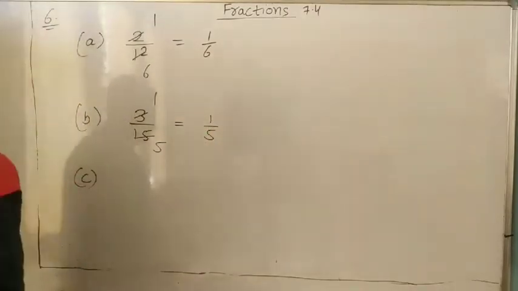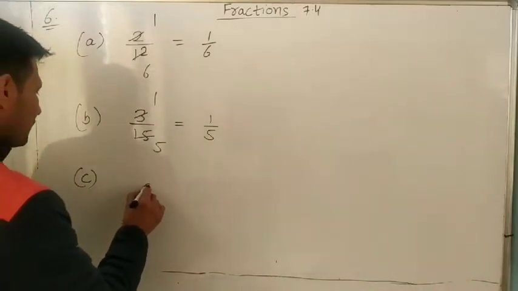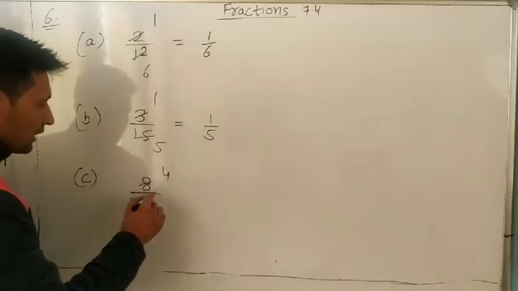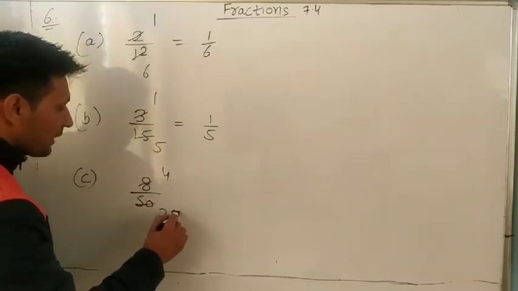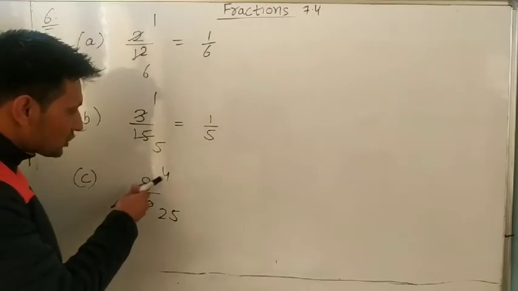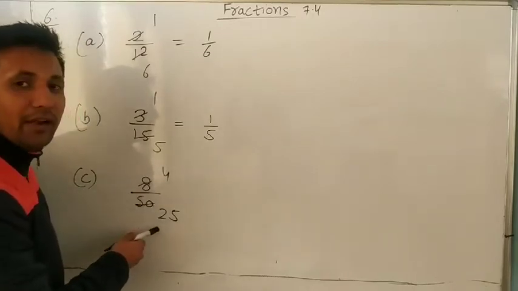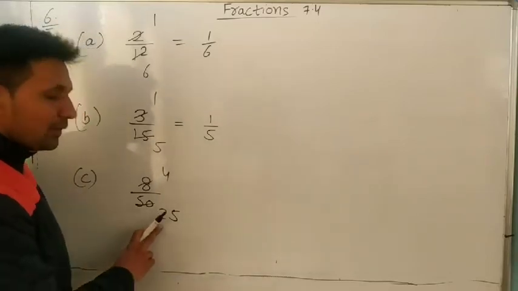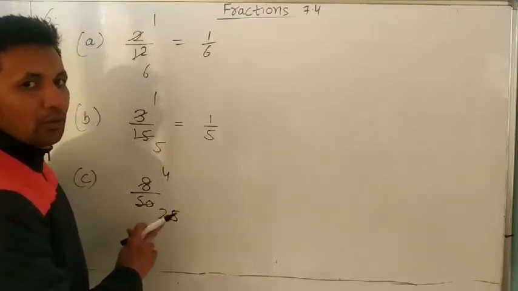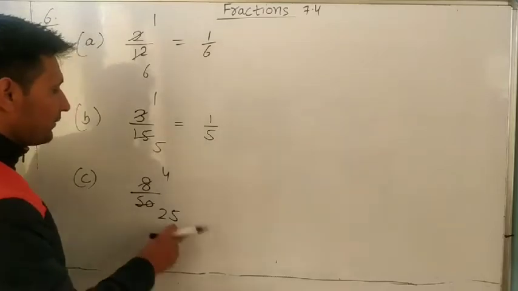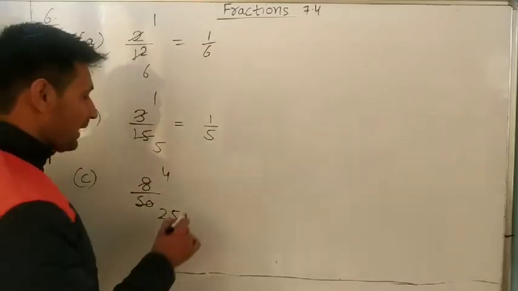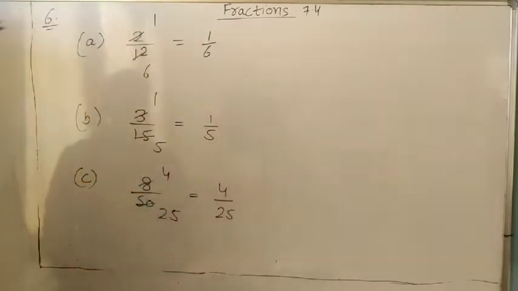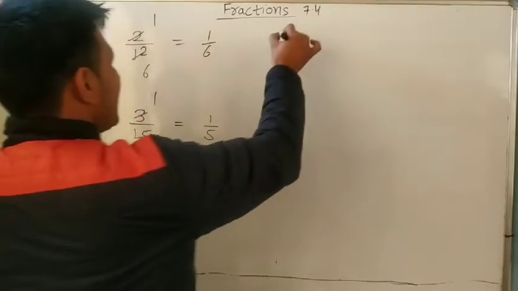Next, C part, 8 by 50. Any common factor? Yes, 2: 2 fours are 8, 2 twenty-fives are 50. So we get 4 by 25. Any common factor now? 2 is a common factor of 4, but 2 cannot divide 25. In 25 the factor is 5, and 25 divided by 5 is 5, but 4 is not divisible by 5, so there is no common factor. Okay, same as it is D part.